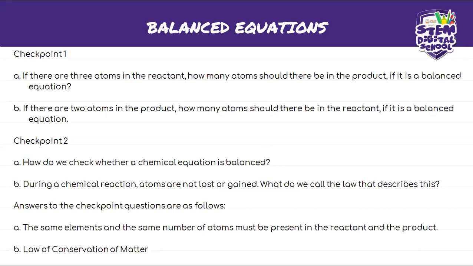If there are 3 atoms in the reactant, how many atoms should there be in the product if it is a balanced equation? That's A. B, if there are 2 atoms in the product, how many atoms should there be in the reactant if it is a balanced equation? Yes, send me your answers.